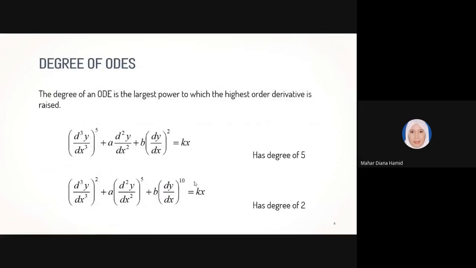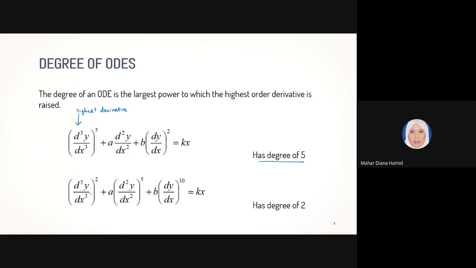We also classify the degree of an ODE, where it is the largest power to which the highest order derivative is raised. For example, in the first equation, the highest derivative is of the third order. So this is the highest derivative. The highest derivative is actually of the fifth order. Since it has the fifth order, it has a degree of 5.